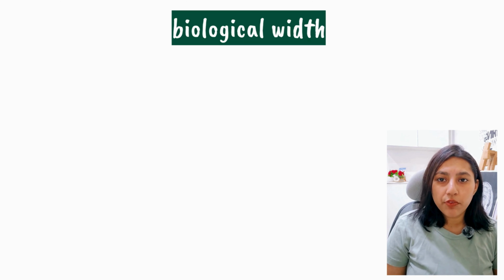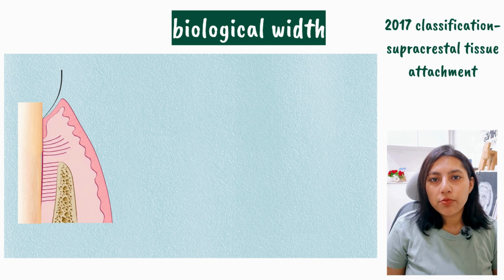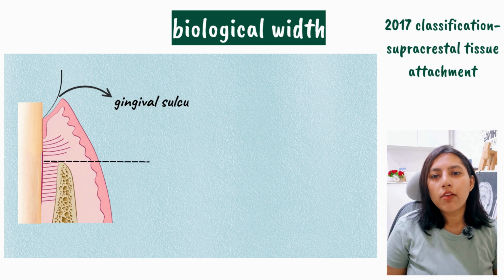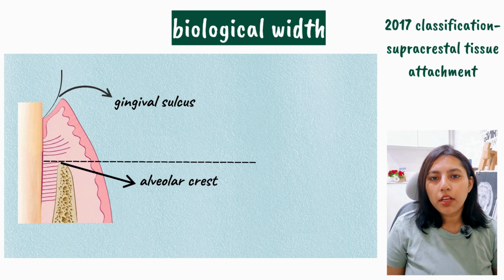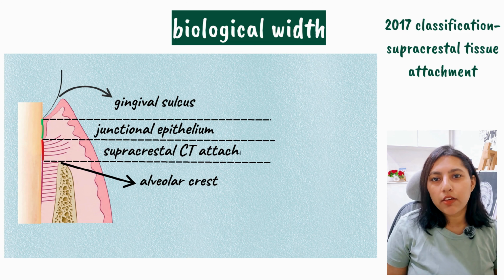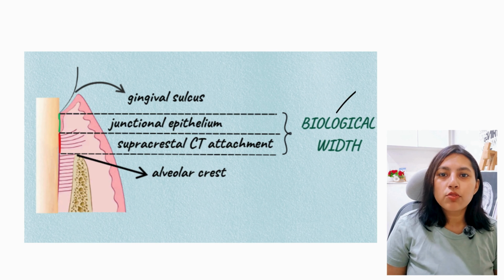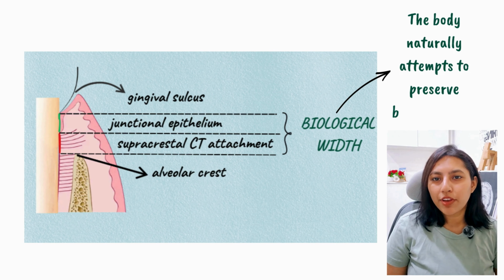Now, one of the most important concepts here is biological width, or what the newer classification refers to as supracrestal tissue attachment. This basically refers to the soft tissue attachment present coronal to the alveolar crest, and it mainly includes junctional epithelium and supracrestal connective tissue attachment.